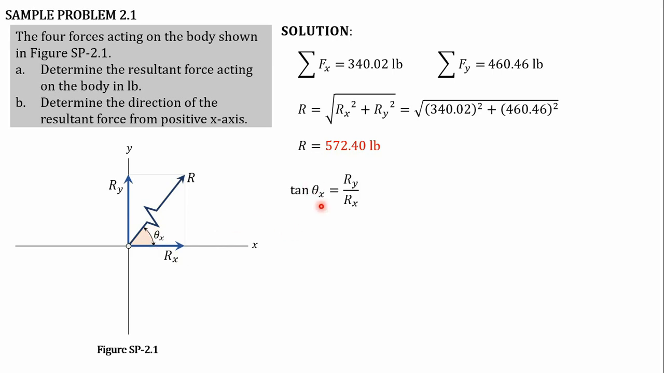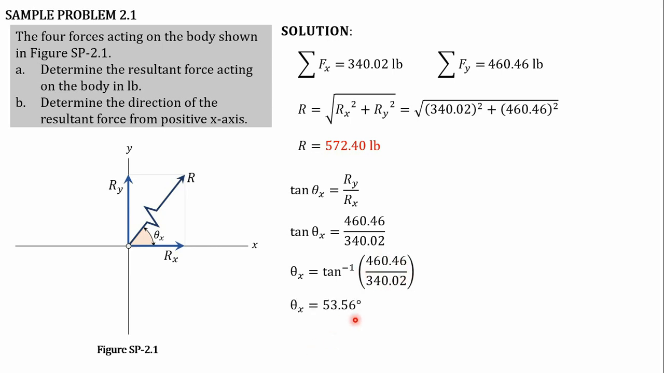So, therefore, by using tangent theta x is equal to Ry divided by Rx. And that is equivalent to 460.46 divided by 340.02. Okay? And then, if we want to solve theta x, that will inverse lang natin to. So, inverse tan of 460.46 divided by 340.02. That is equivalent to 53.56 degrees. Okay? So, therefore, the direction of the resultant force is up to the right, 53.56 degrees from positive x-axis.